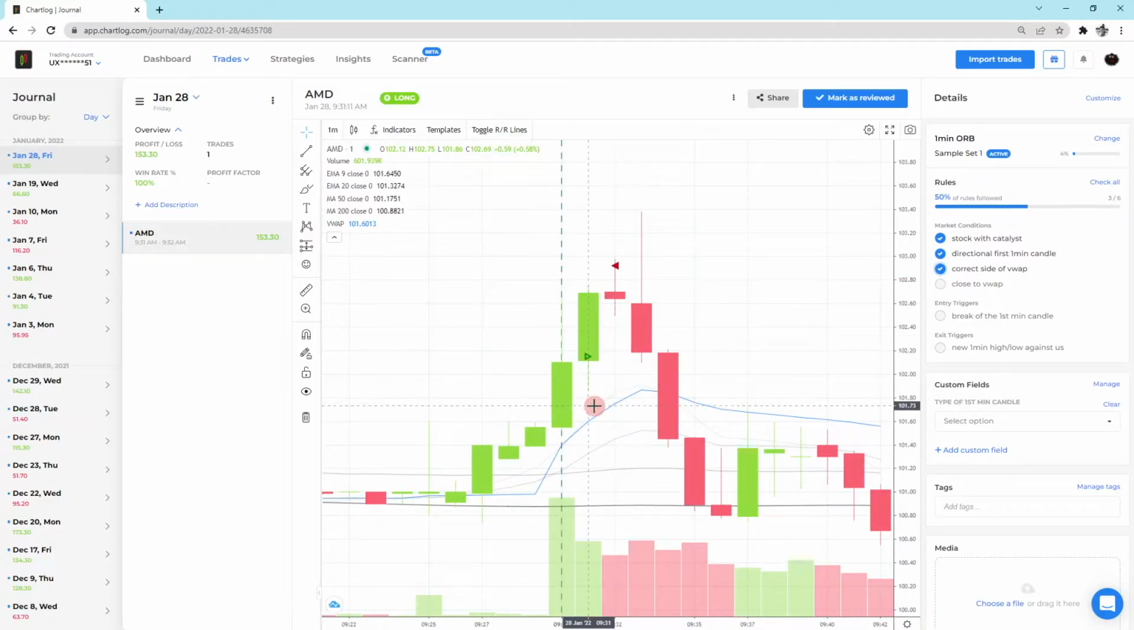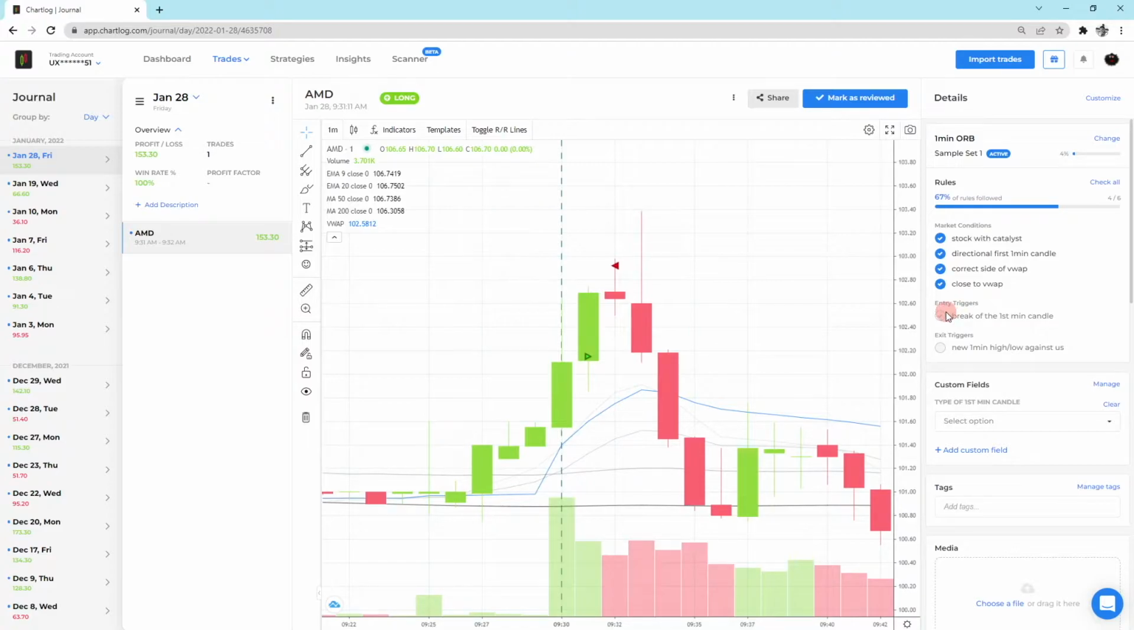Was it close to VWAP? And here's where our rules get a little bit subjective. But let's just say this is still close to VWAP. Did we stick to our entry triggers? Did we wait for the break of the 1 minute candle? Yes, we did.